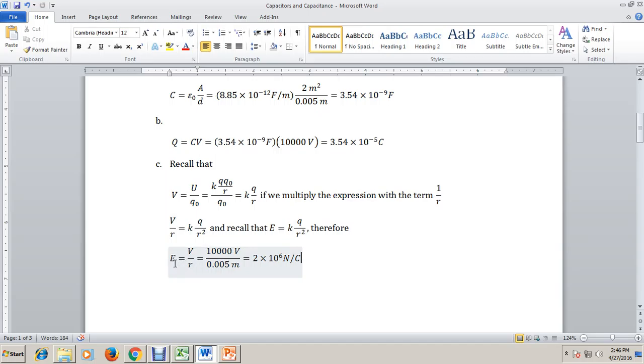Now, in terms of the capacitor, of course, E is the electric field existing between the two parallel plates, V is the electric potential to which the two parallel plates are subjected, and R is the separation distance between the two parallel plates. So at this point, we can now substitute the values for V and R. So this is 10,000 volts over 5 millimeters. Okay, so that should give us 2 times 10 to the 6 Newton per Coulomb. This is the strength of the electric field between the two parallel plates.